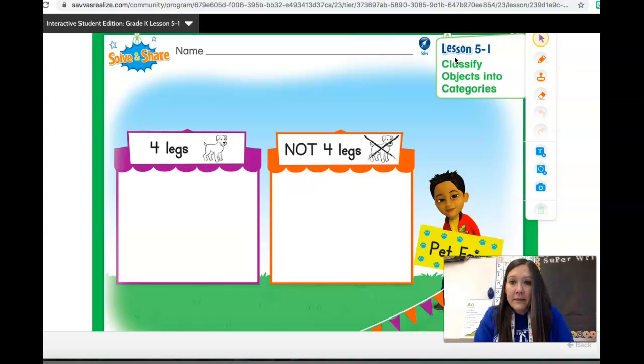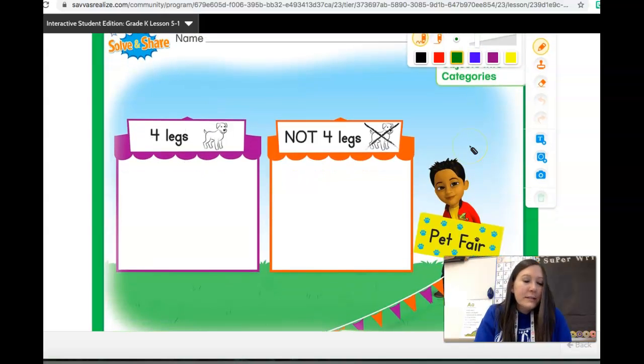All right, let's take a look at this first page, and I want you to try this a little bit yourself, and then we will compare our work together. So this says, Carlos's kindergarten class is having a pet fair. The pets need to be put into 2 tents. 1 tent is for the pets that have 4 legs. That's this tent right here. See how it's a purple tent? The other tent is for pets that do not have 4 legs.